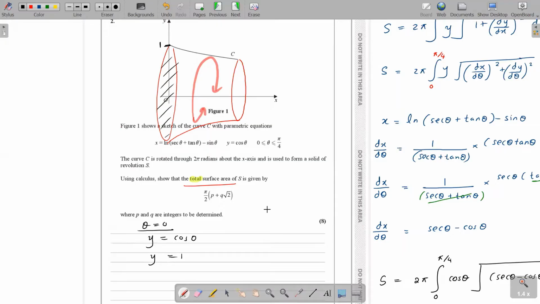On the other end, for theta equal pi over 4, y equals cos pi over 4, which is how much? Root 2 over 2. Basically, for the other circular face, the radius is root 2 over 2.